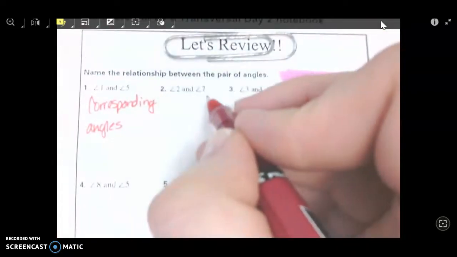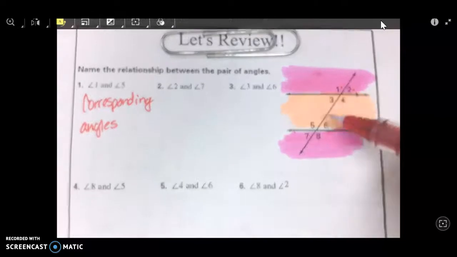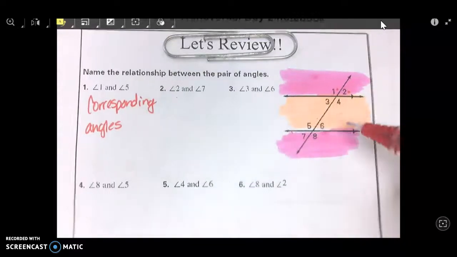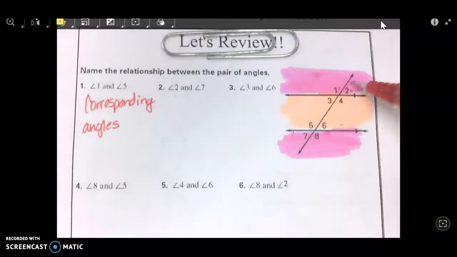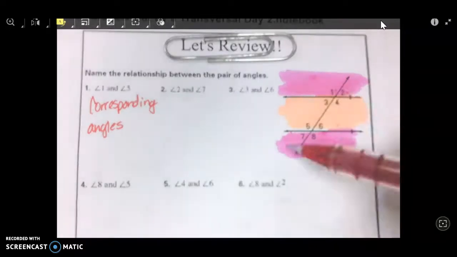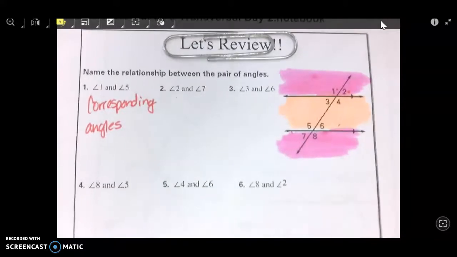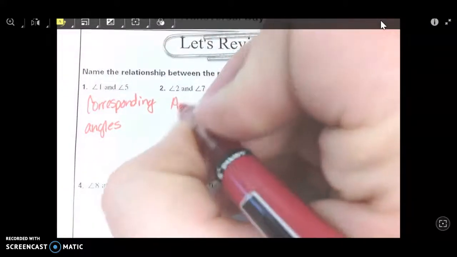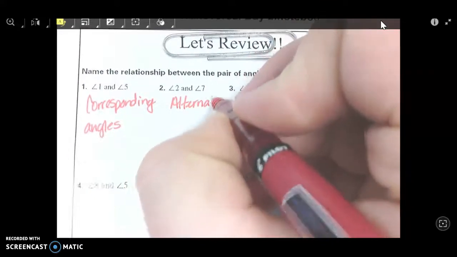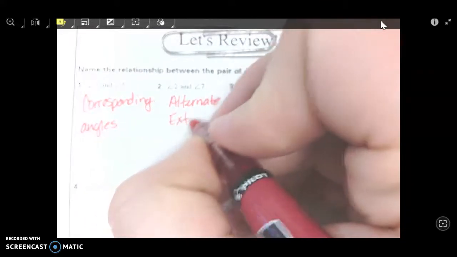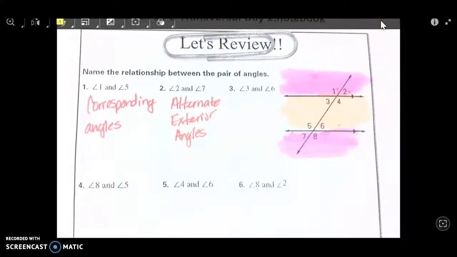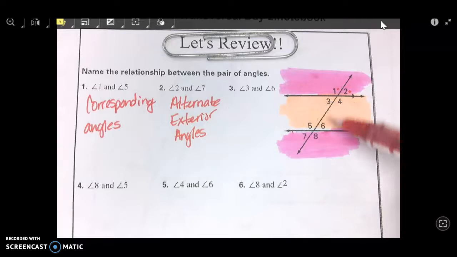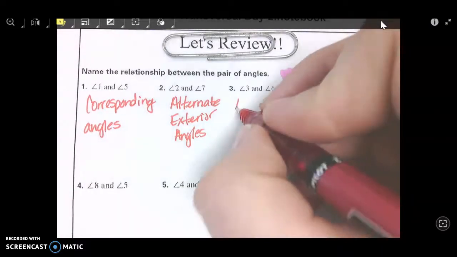Angle 2 and angle 7. So you see I've highlighted the inside in orange, the outside in pink. So 2 and 7 are on the outside, so they're exterior, and they're alternate. So we call these alternate exterior angles. Okay. Angle 3 and angle 6 are on the inside, and they're alternate. So those would be alternate interior angles.